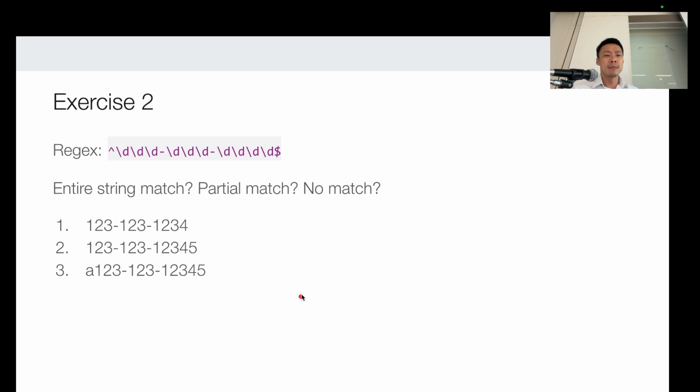Next one. What about this? Caret means the beginning of the string. The dollar sign means the end of the string. All right, same question. The first one, that's the exact match, right? Entire string match.